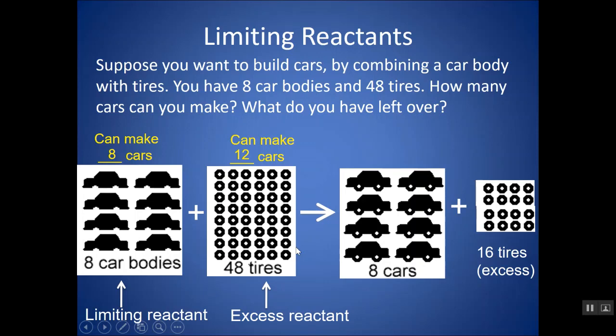So we're going to apply the same kind of problem solving technique to a chemistry problem, where we take each of our starting materials, each of our reactants, and figure out how much product I can make with each of them. Whichever gives us the least amount of product is going to be our limiting reactant, and the amount of product that I can make from that limiting reactant we call the theoretical yield.